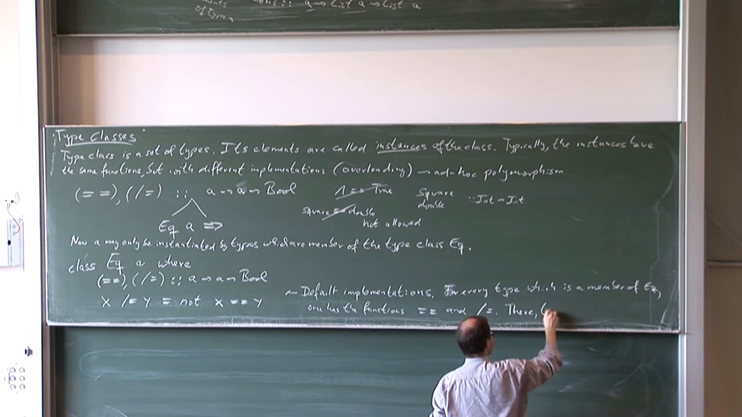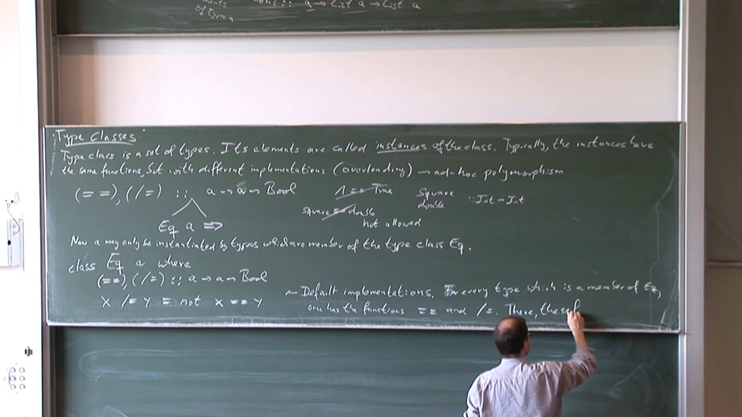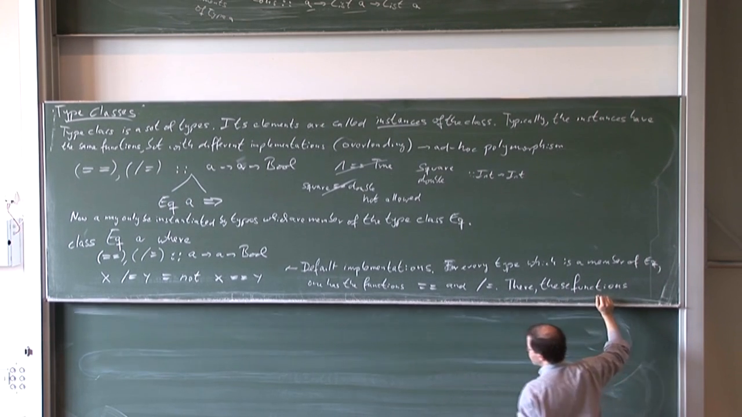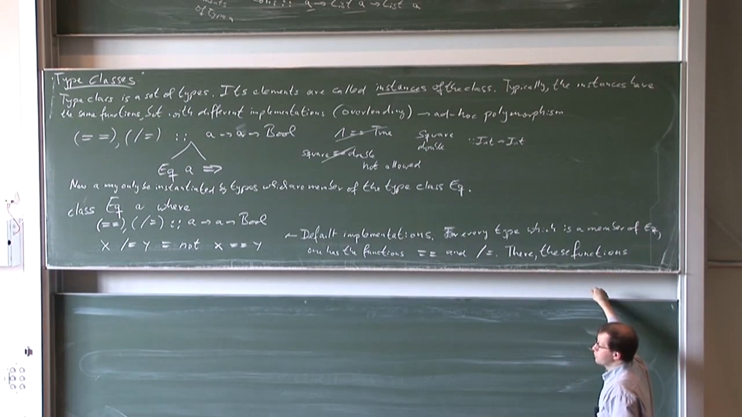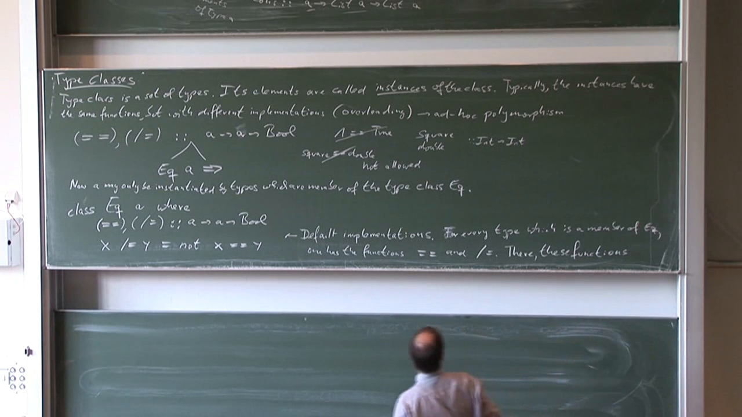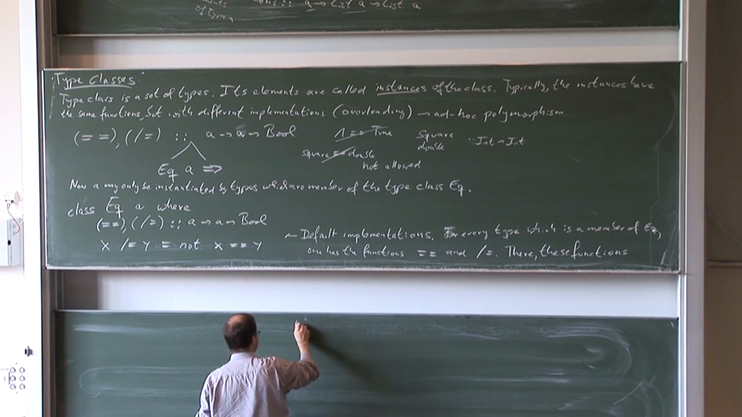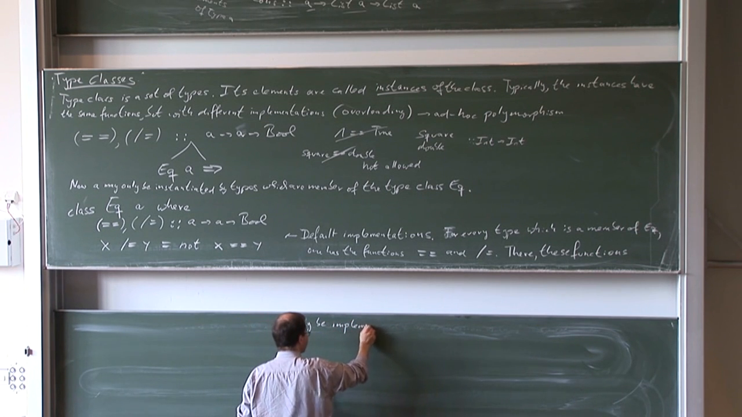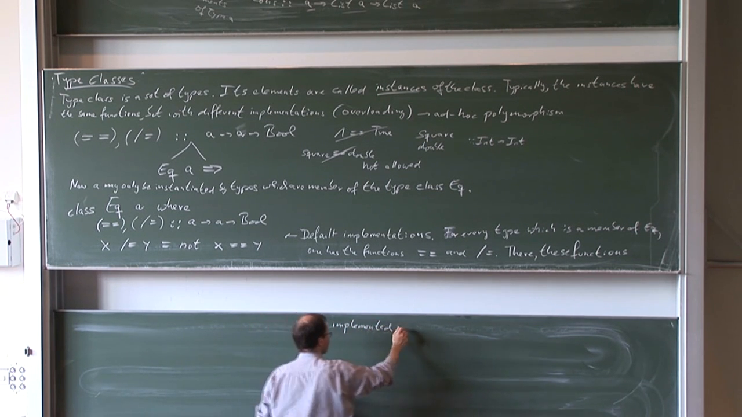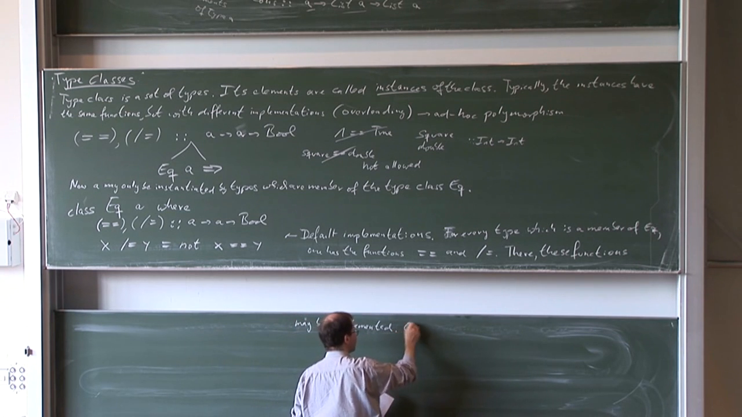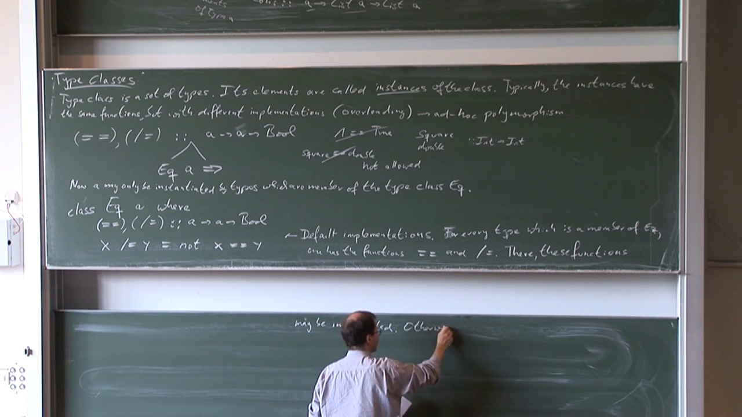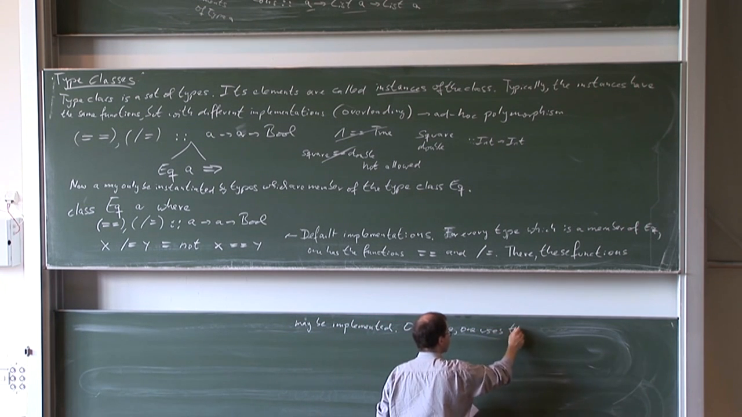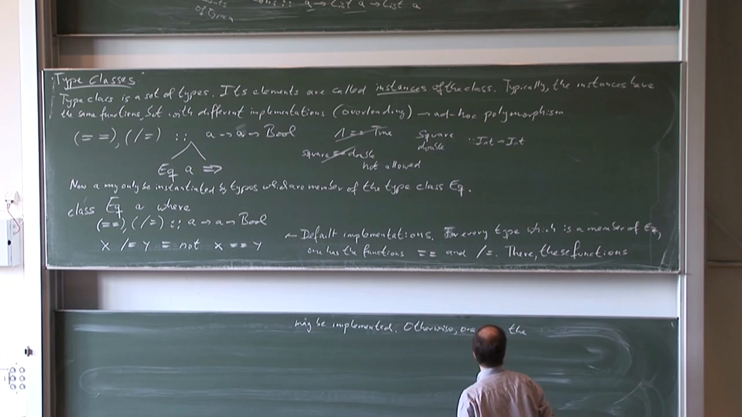There, these functions may be implemented, and of course, for every type, we can use a different implementation. So there, these functions may be implemented. And if they're not implemented, otherwise, one uses the default implementation, which is given in this class.